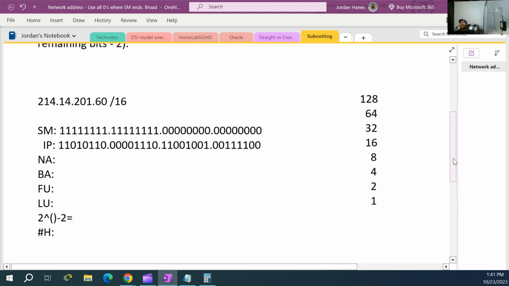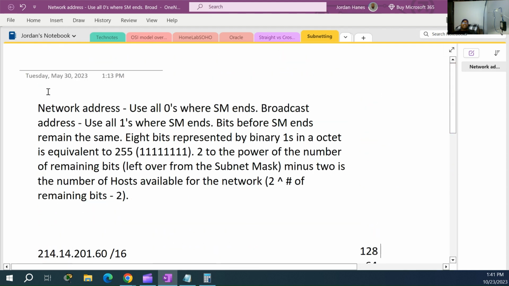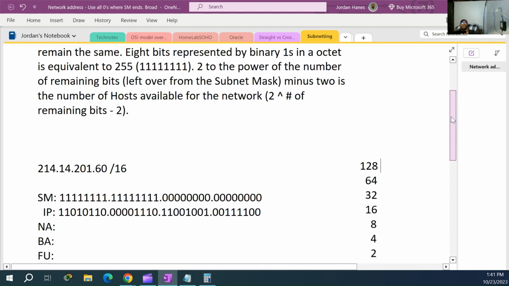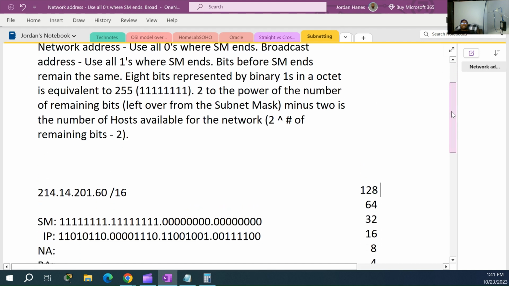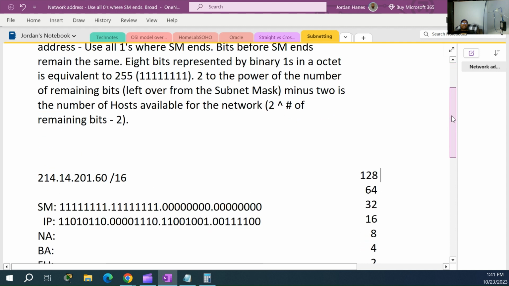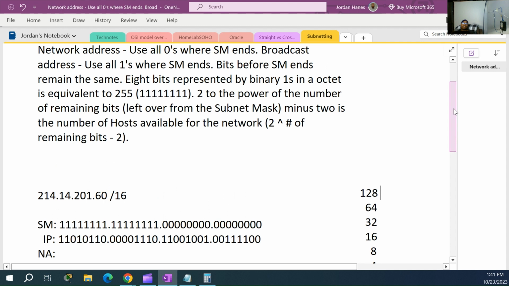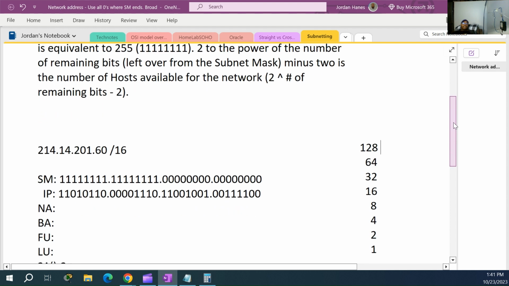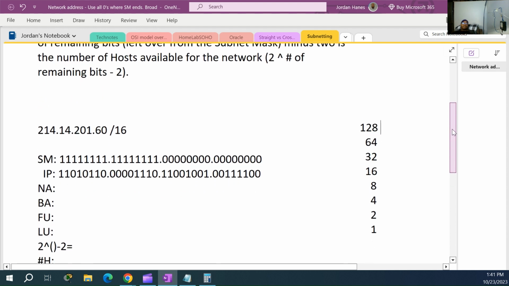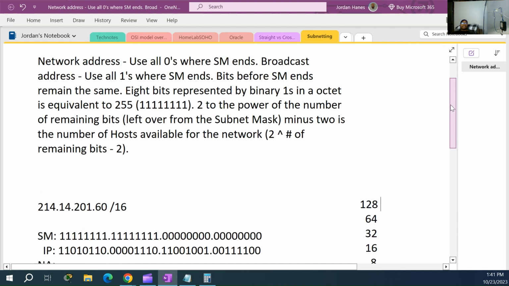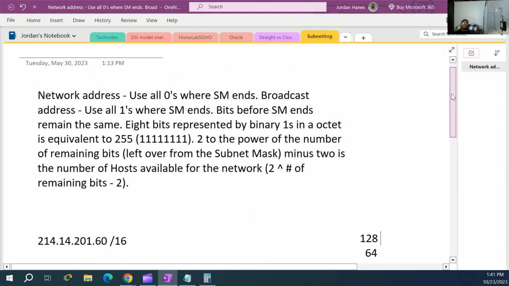And we're going to go to the paragraph above and we're going to follow these rules here. NA is the network address. BA is the broadcast address. FU is first usable. LU is last usable. And then there's a little equation there to find the number of available hosts for the network.